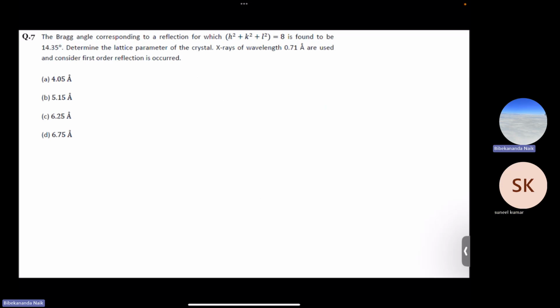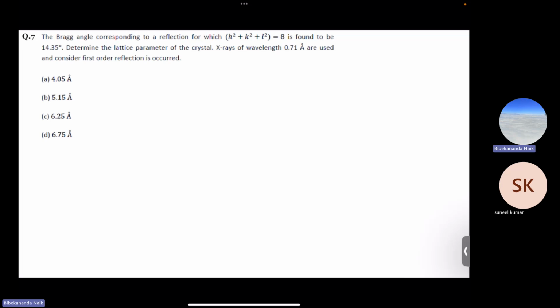The question says the Bragg angle corresponding to a reflection for which h square plus k square plus l square equals 8 is found to be 14.35 degrees. Determine the lattice parameter of the crystal. X-rays of wavelength 0.71 Armstrong are used and consider that the first order reflection has occurred. So there are some particular values of HKL that will show the diffraction peak.